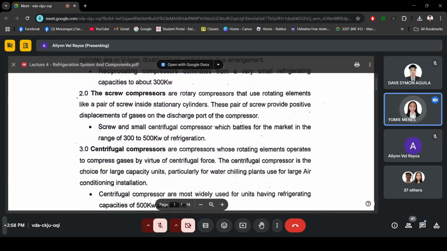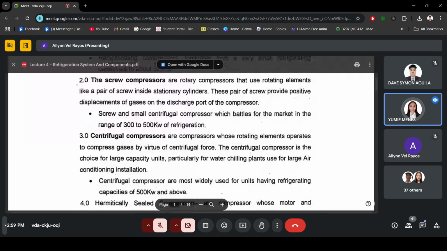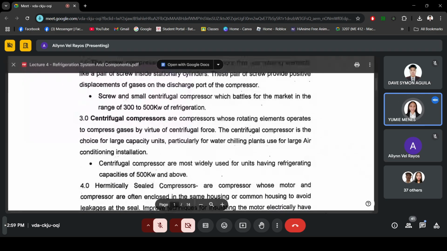Number 3, centrifugal compressors are compressors whose rotating elements operate to compress gases by virtue of centrifugal force. The centrifugal compressor is the choice for large capacity units, particularly for water chilling plants used for large air conditioning installations. Okay lang, Neng. Tuloy mo na. Centrifugal compressors are most widely used for units having refrigerating capacities of 500 kilowatts and above.